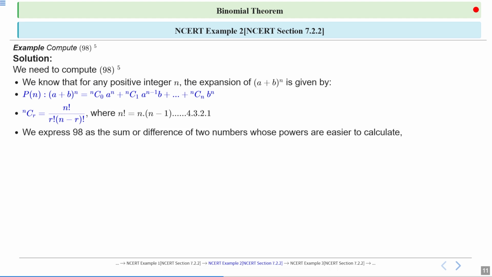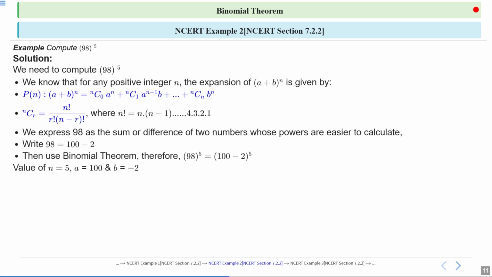So to make our calculation easier, we will express 98 as a sum or difference of numbers that are simpler to work with. Okay, so let's see how we can express 98. We can write 98 as 100 minus 2. Then use the binomial theorem. Therefore 98 to the power 5 is equal to (100 minus 2) to the power 5.